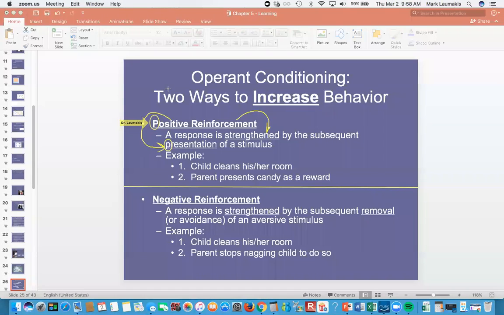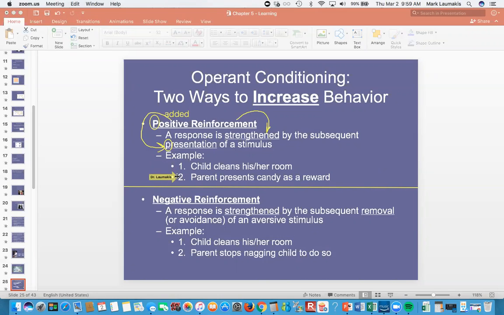So I want you to stop thinking about positive as good in this context and think about positive as something being added in, something being injected, if you will, into the situation. So here's the example built into the slide. The child cleans his or her room, and as a consequence, what I do is I present them with candy for doing that. Okay? So again, a response is strengthened by the subsequent presentation of a stimulus. They learn to clean their room because they know what will happen is they will be presented with candy.